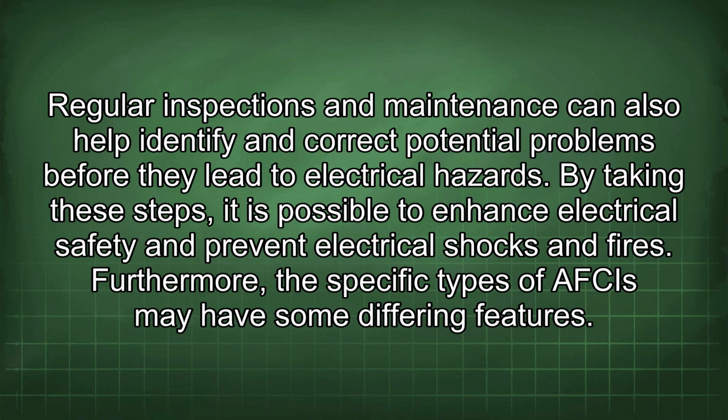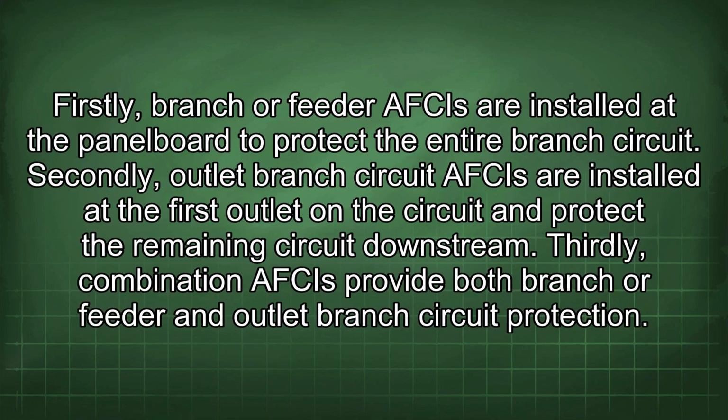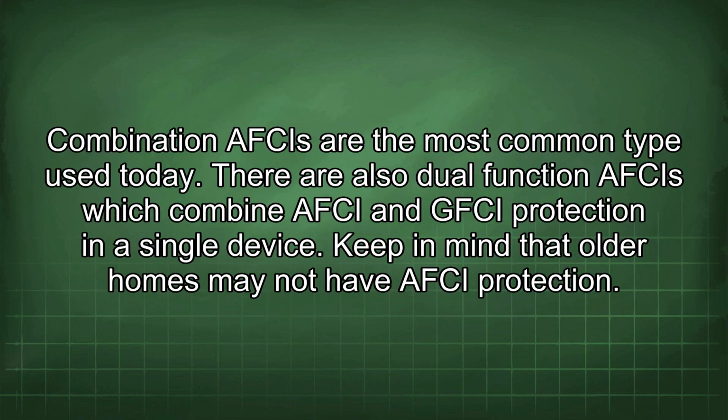Furthermore, the specific types of AFCIs may have some differing features. Firstly, branch or feeder AFCIs are installed at the panel board to protect the entire branch circuit. Secondly, outlet branch circuit AFCIs are installed at the first outlet on the circuit and protect the remaining circuit downstream. Thirdly, combination AFCIs provide both branch or feeder and outlet branch circuit protection. Combination AFCIs are the most common type used today. There are also dual function AFCIs which combine AFCI and GFCI protection in a single device.